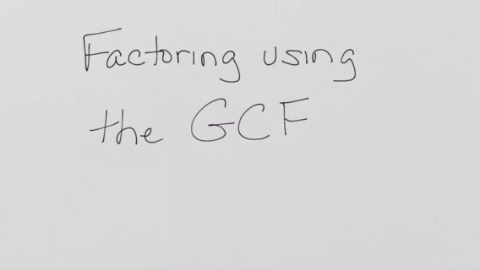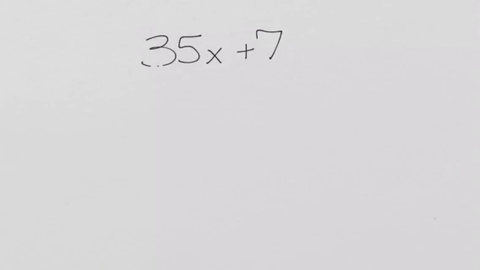Okay, today we're going to be looking at the greatest common factor in factoring. And this is going to have to do with the distributive property. A lot of times people call what we're doing today the reverse distributive property. So the first thing we want to do is say, what common factor do these two terms have?